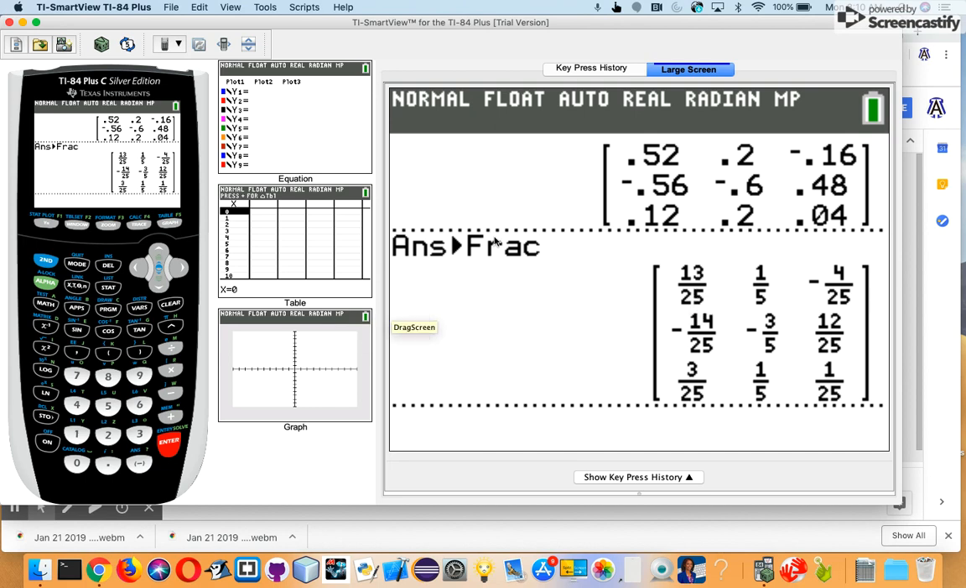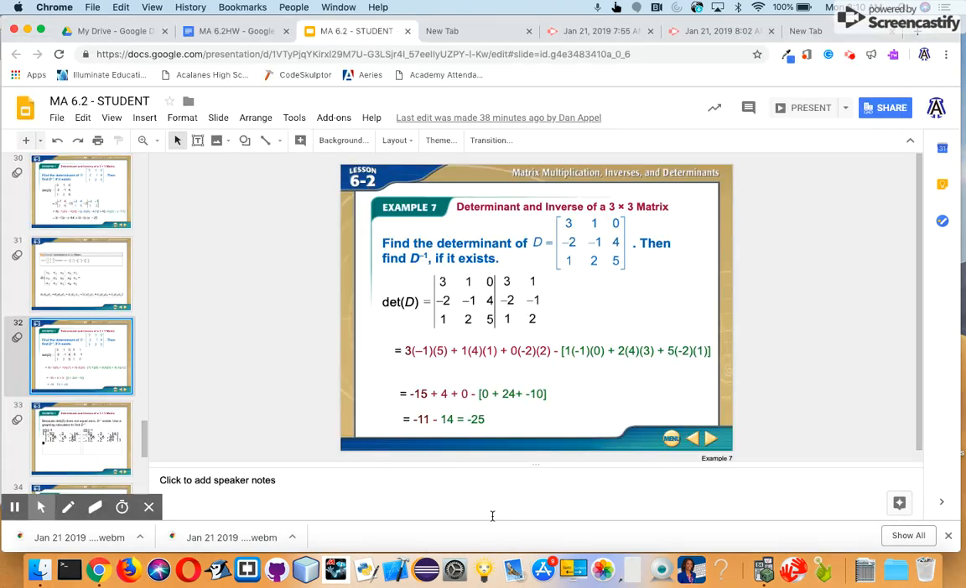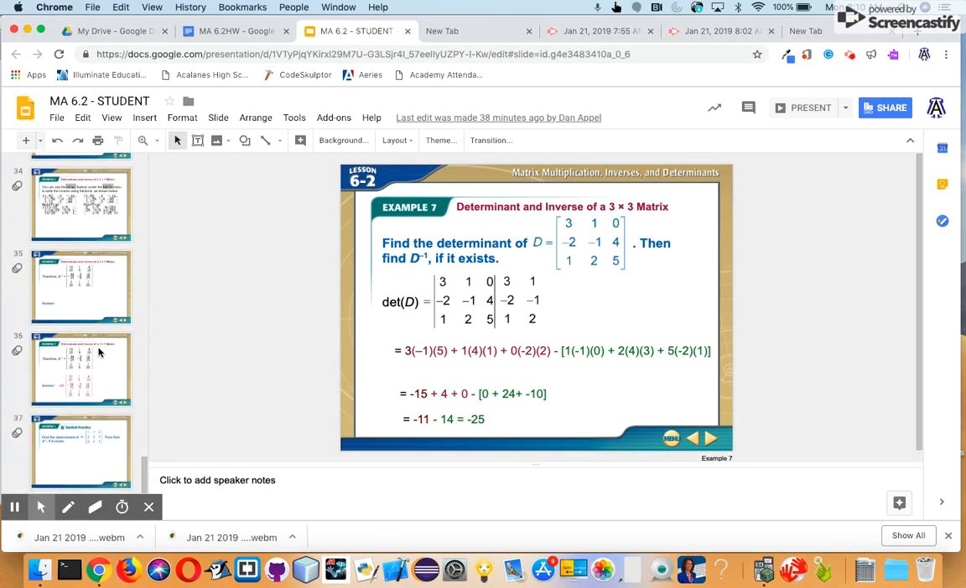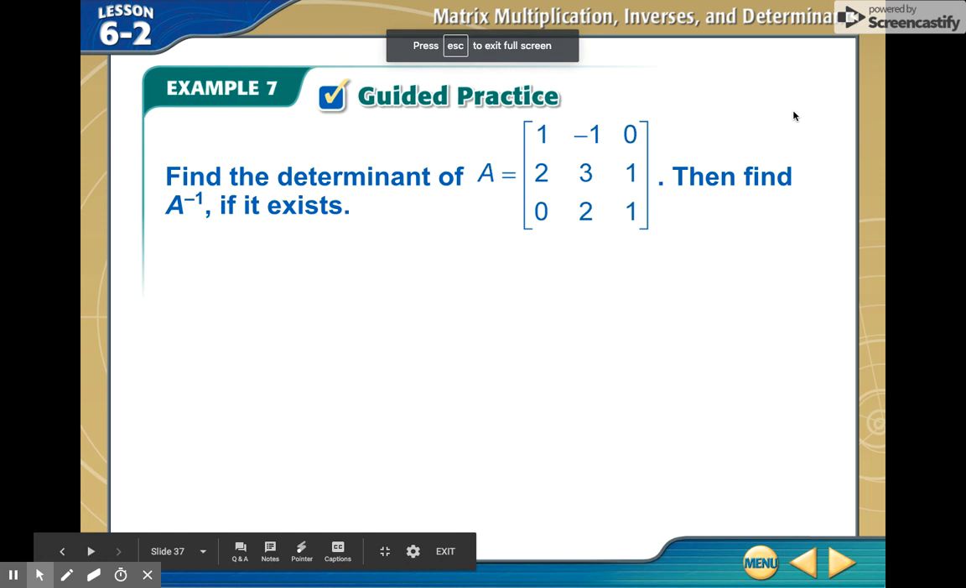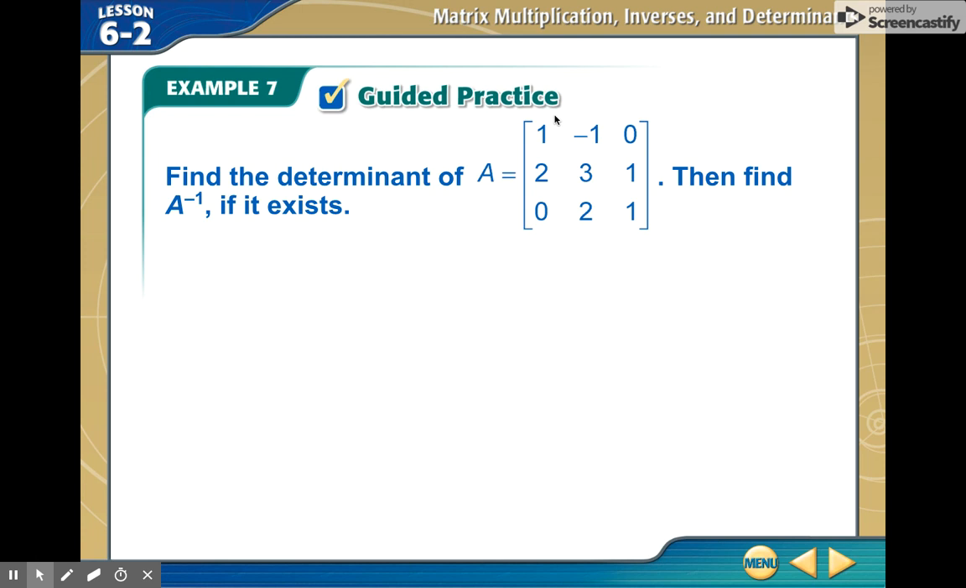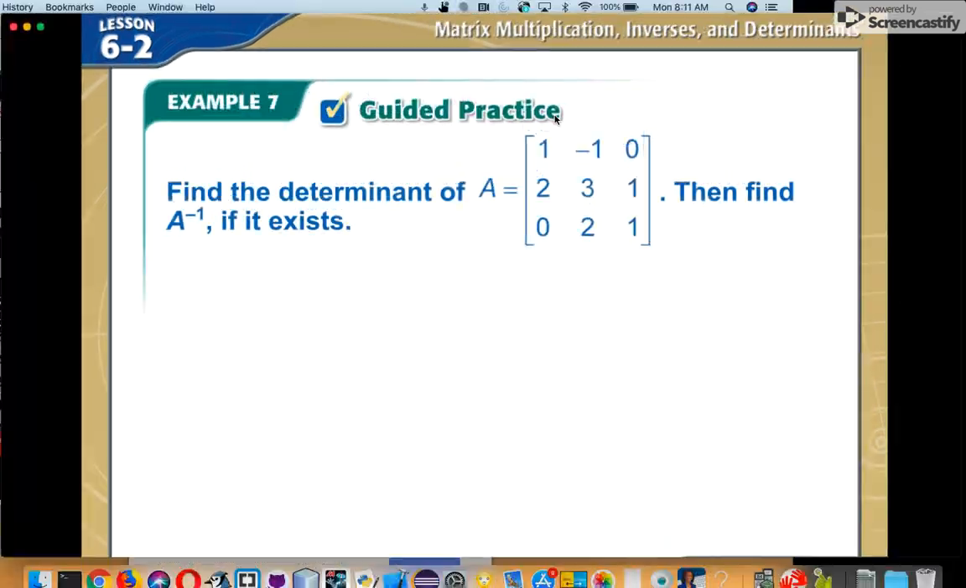All right, so what you're going to do now is go and do the guided practice here. For our guided practice, you're going to first determine the determinant. Again, I suggest that you do the expansion where you take the first 2 columns and expand them. So you're going to take these 2 columns, write them over here, and then do your diagonals to figure out what your determinant is. If it's non-zero, you're going to plug it into your calculator as well and figure out what the inverse is. You can check your work by using the emulator.